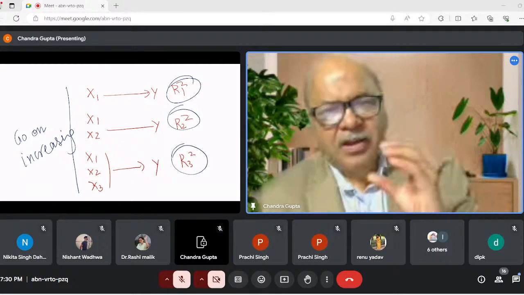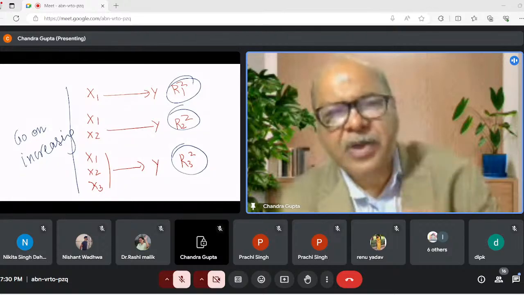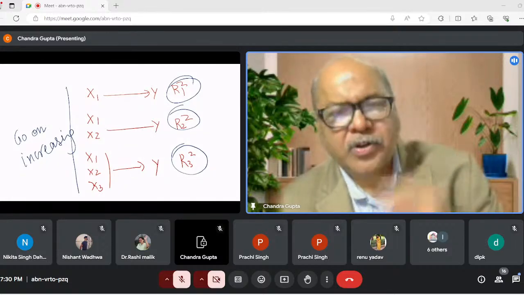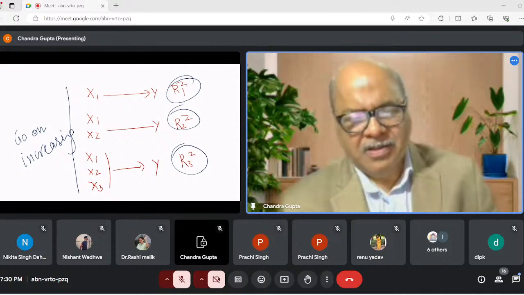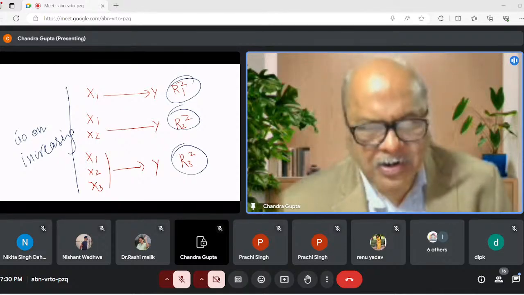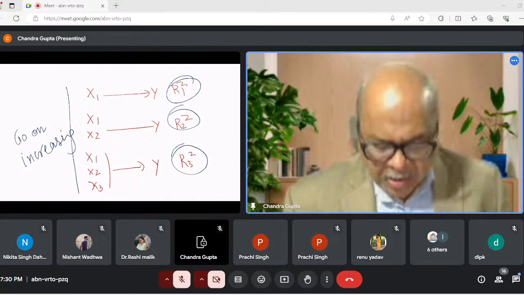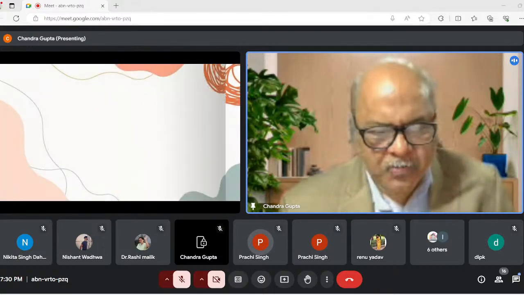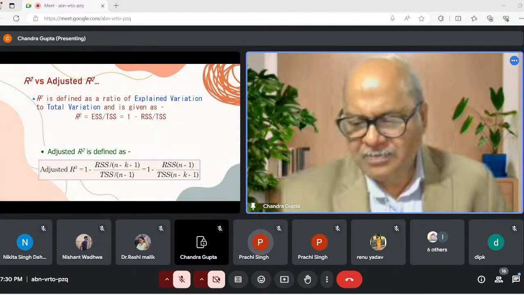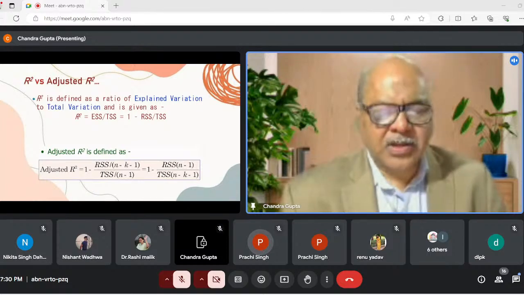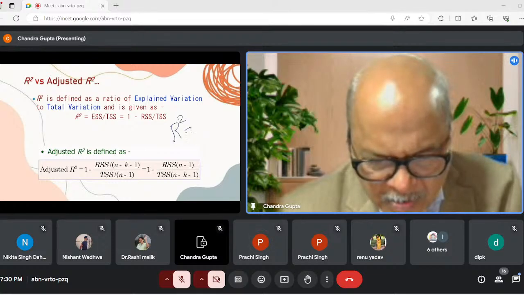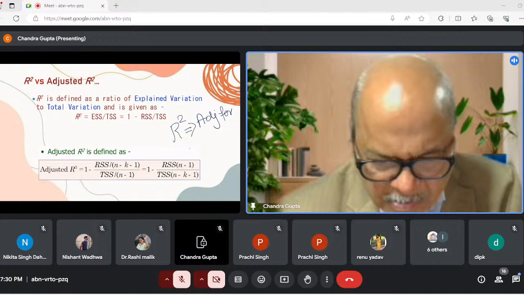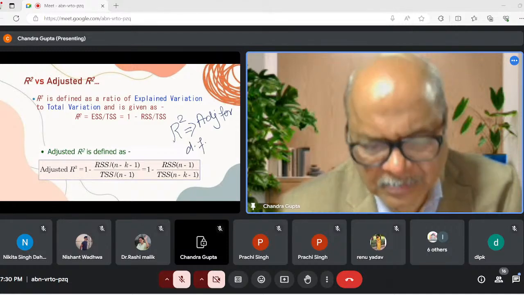How do I know that the gain in R square I'm getting is more than the loss which I am having due to the degrees of freedom? You understand my question? In that case, what we do, we calculate what is called adjusted R square. So adjusted R square is nothing but R square, which is adjusted for degrees of freedom.